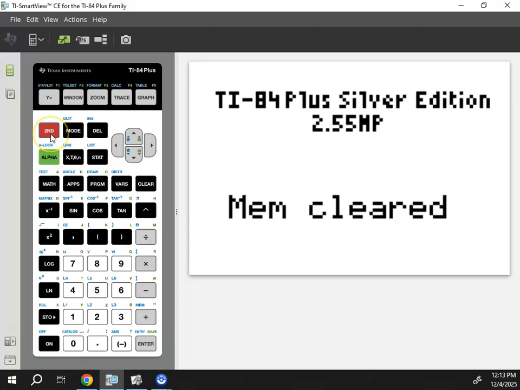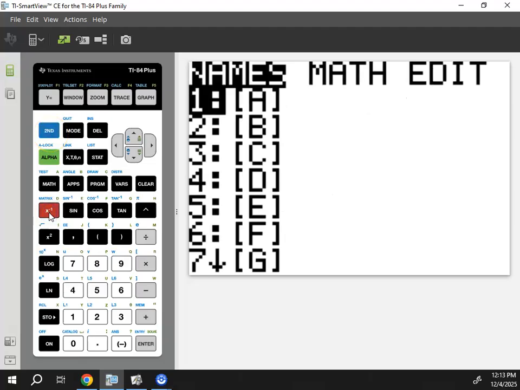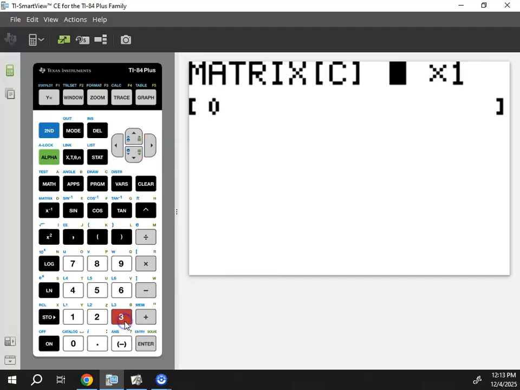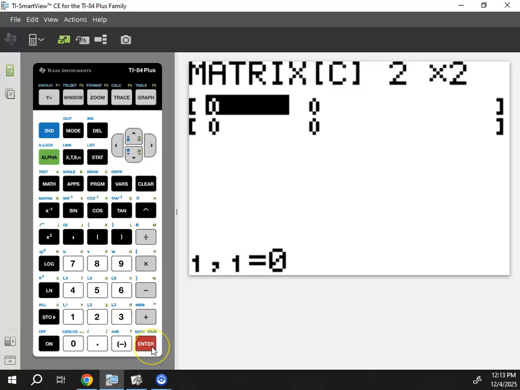Remember, second, x to the negative first, you arrow over to edit, pick C, and C is a 2 by 2. So go ahead and get both of those put in. You should be able to do that at this point.